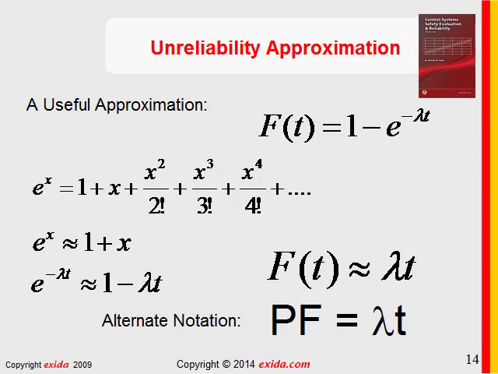Now, there is a very useful approximation that makes it a simple linear equation, and you can look at that and get an idea that there is a series expansion. If we approximate that with e to the x is approximately equal to 1 plus x, we can substitute the minus lambda t notation, and you'll discover that the unreliability function is approximately equal to lambda t. Failure rate times mission time. All right. Now, an alternative notation is probability of failure, PF, and that's where our PFD comes from.